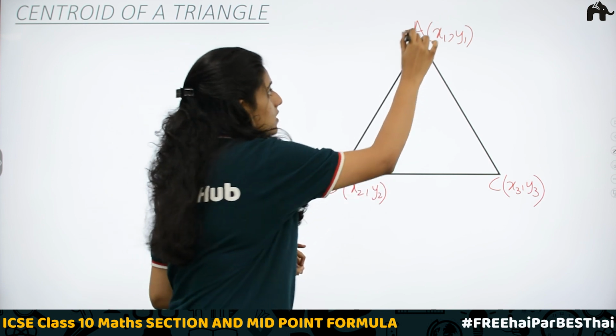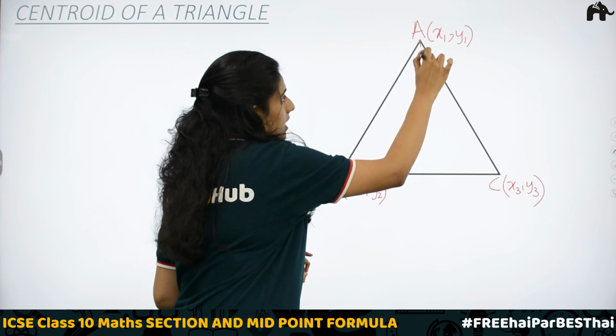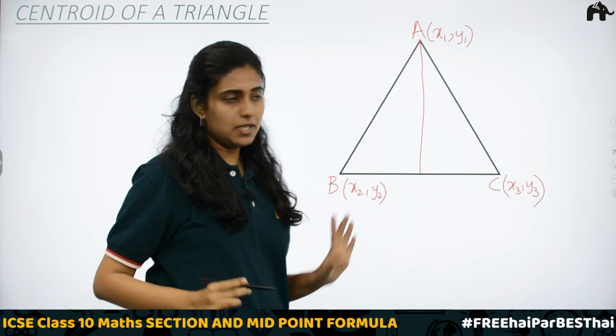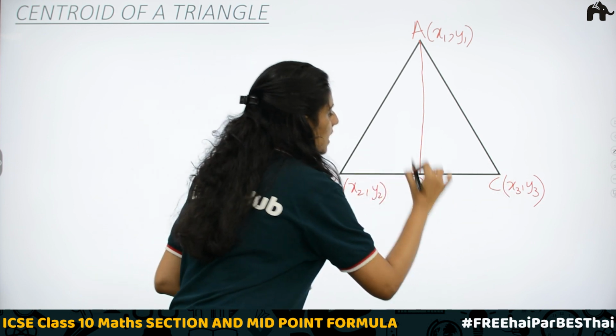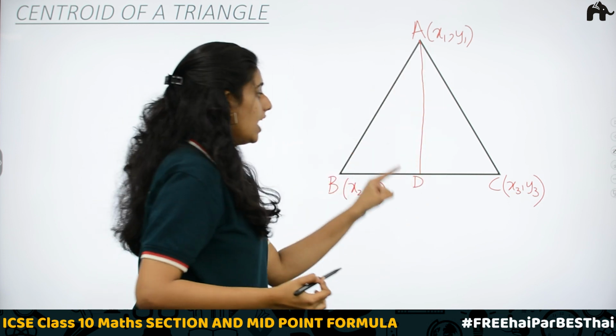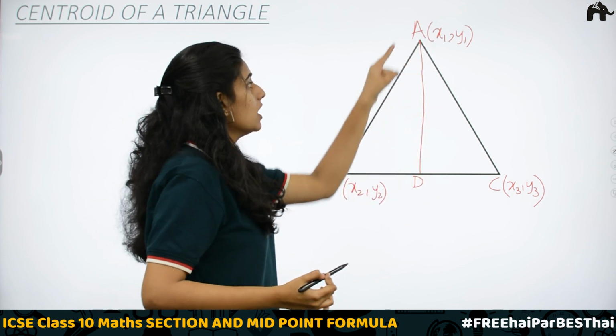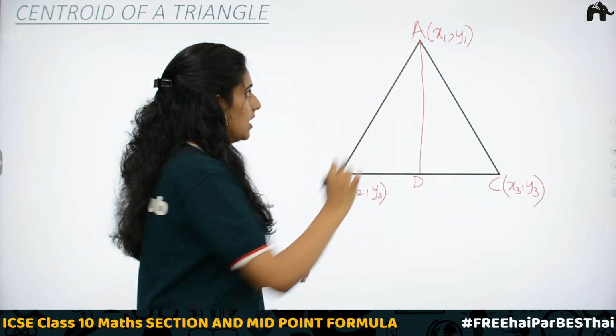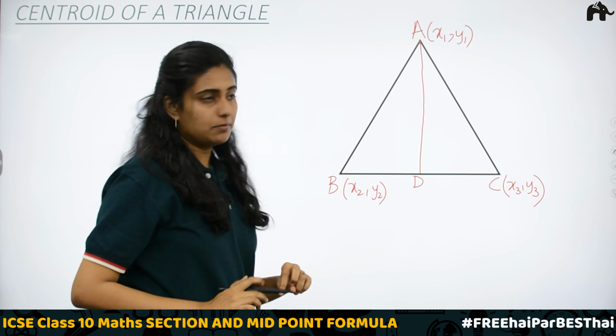Now, from this vertex A, I am drawing a straight line to the midpoint of the side BC. Let it be D. This line is called the median. A line drawn from one vertex to the midpoint of the opposite side is the median. Here AD is the median.